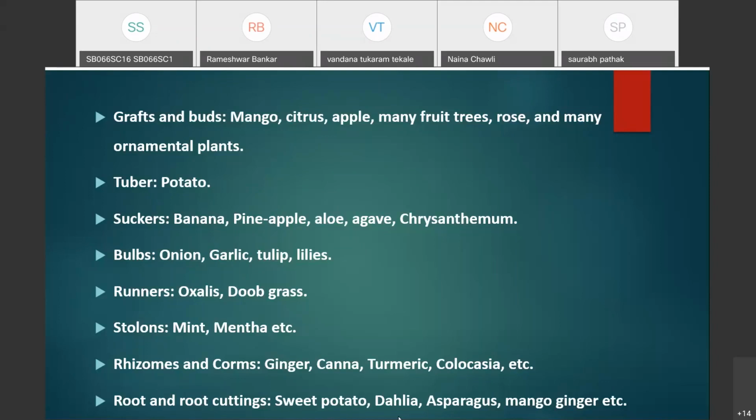Okay, selection of the desirable clones from the mixed population of vegetatively propagated crops is carried out in the first year. ठीक आहे, लक्षात आलं? पहिल्या इयरला काय करतात, व्हेजिटेटिव्हली प्रोपोगेटेड क्रॉप जे आहेत फील्डवरती, त्याच्यामधून डिझायरेबल कॅरेक्टर्स असणाऱ्या क्लोनचं सिलेक्शन केलं जातं. ओके, दिस इज द ॲक्टिव्हिटी विच इज कॅरीड आउट इन द फर्स्ट इयर.